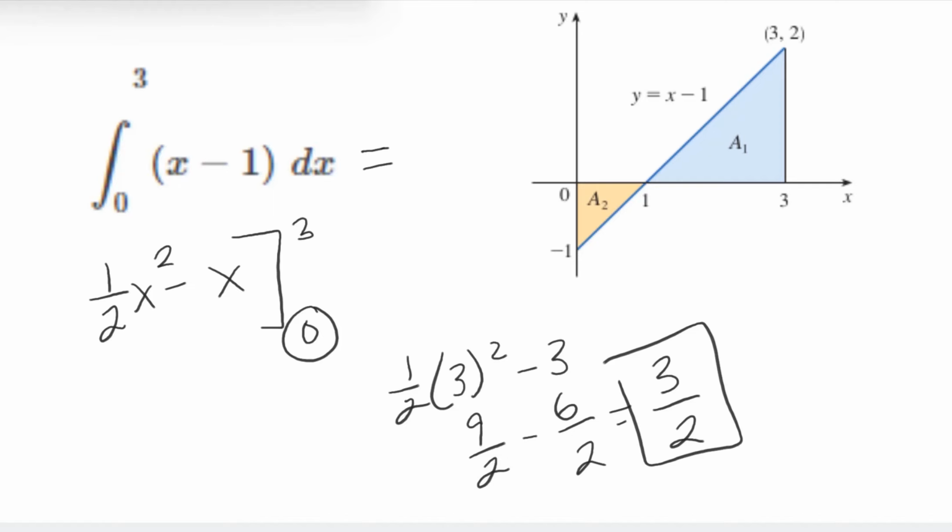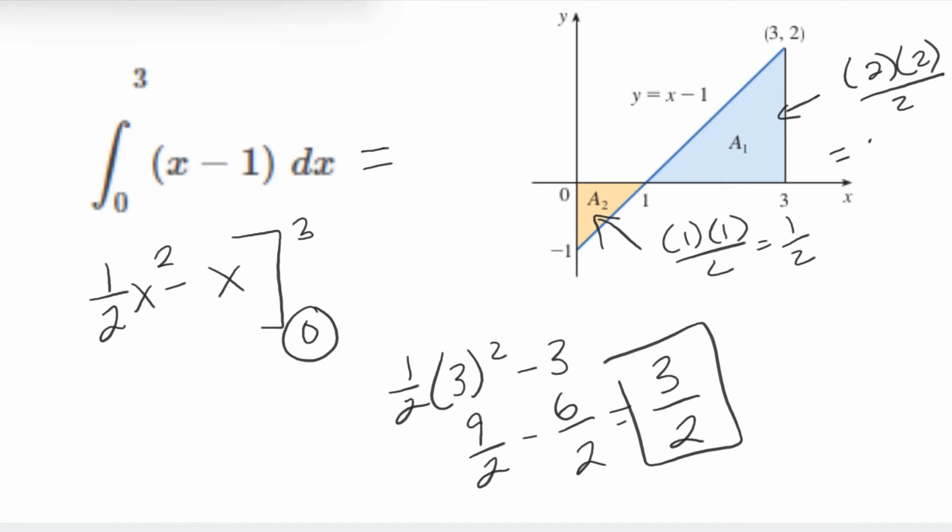And actually, we could figure this one out because it's a triangle. It works out kind of nice. The area of that one is 1 times 1 divided by 2, which is 1 half. And the area of this one is 2 times 2 divided by 2, which is 2. So you do the 2 minus the half, which is also 3 halves.